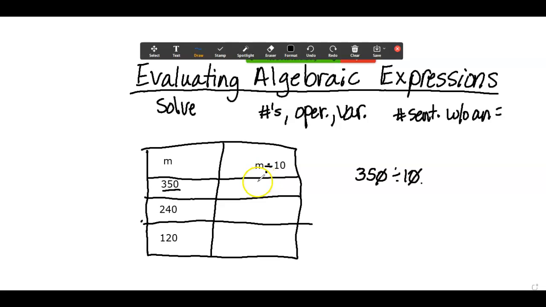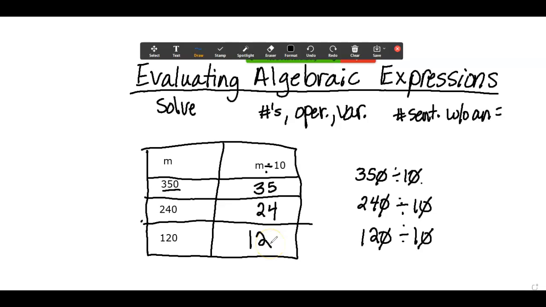35 divided by 1 is 35. Same thing here. 240 divided by 10. If I match up the zeros and get rid of them, 24 divided by 1 is 24. If I do the same thing with 120 divided by 10, match up the zeros and get rid of them, 12 divided by 1 is 12. And there you have evaluating algebraic expressions.